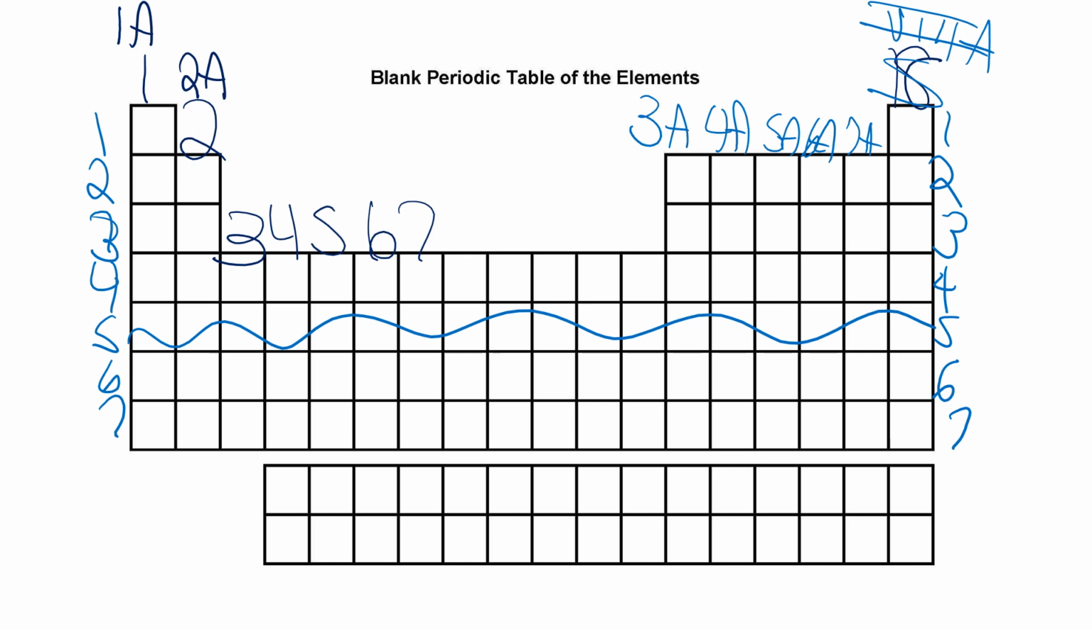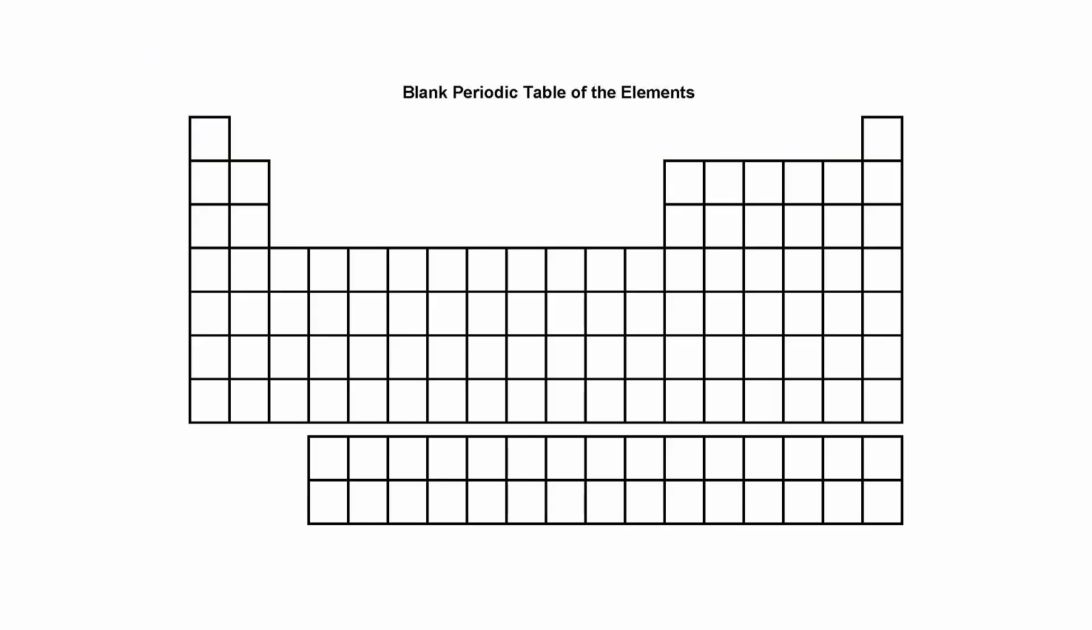And one other thing is the diatomics. Diatomics I'll circle in red. And so there's 7 of them. And so you have to be able to identify the diatomics.